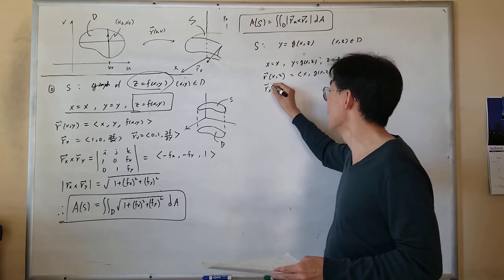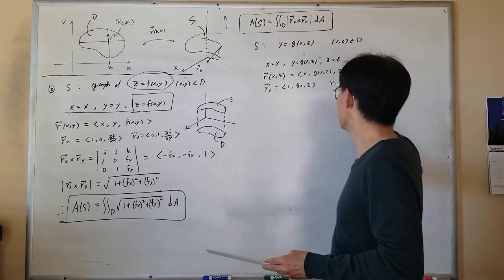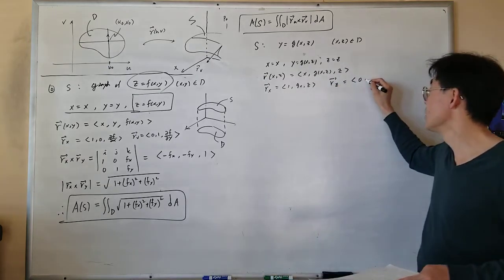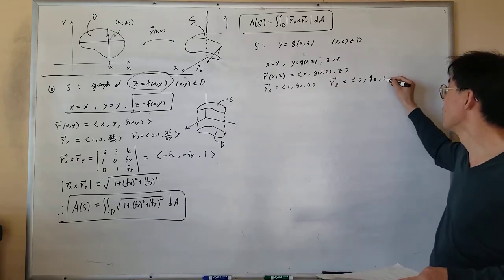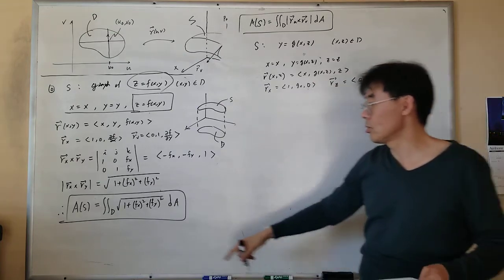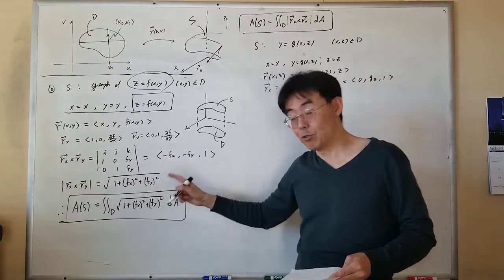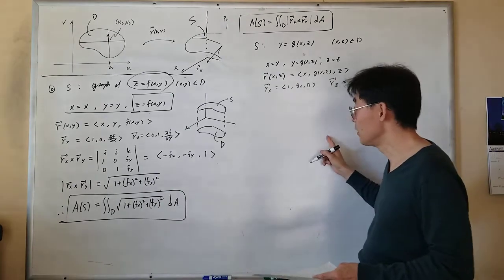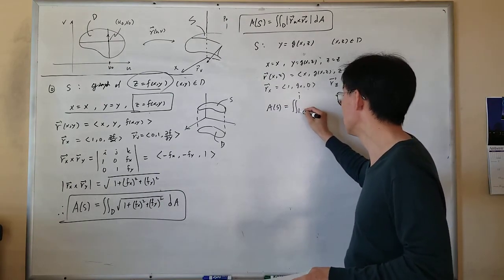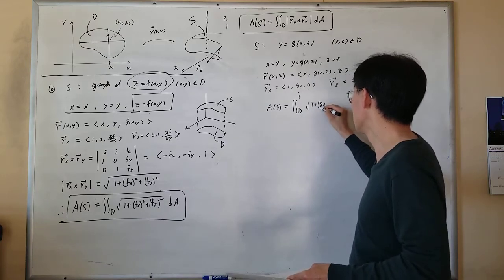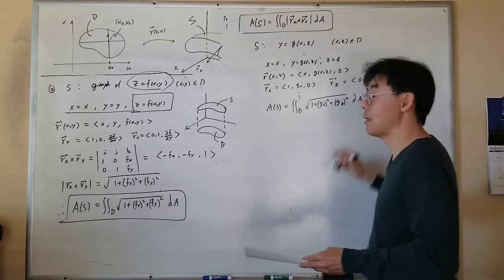Then you have to get r sub x: 1, g sub x, 0, and r sub z: 0, g sub z, 1. And then the cross product, and then the magnitude, you're going to get the square root of 1 plus g sub x squared plus g sub z squared. You're going to get the same thing in the end, the same way.